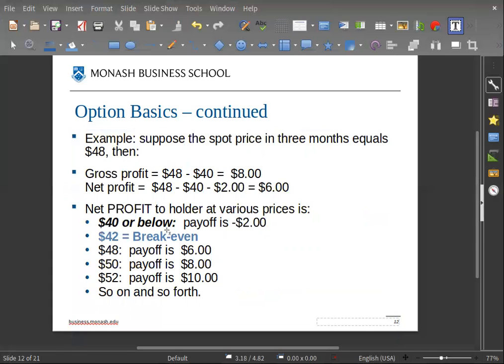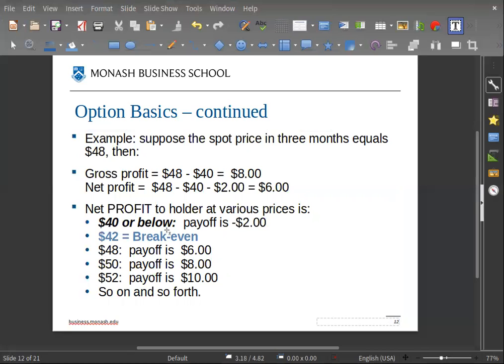We are in a profitable situation. So our gross profit would be the difference between the market price and the exercise or the strike price, $8. But do not forget that we also incurred a cost of premium. We acquired these options for those $2 that we paid. So we also have to account for that. Shaving off those $2 from the gross profit, we arrive at a net profit or a net payoff of $6.